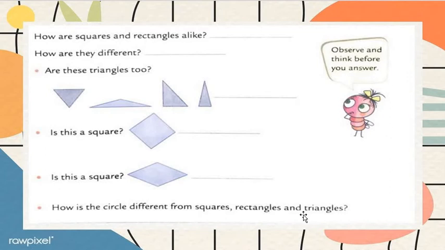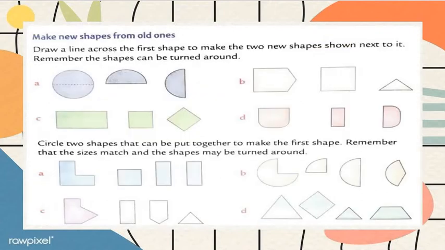A rectangle has 4 sides and 4 corners. A triangle has 3 corners and 3 sides. But what does a circle have? A circle has 0 sides and 0 corners. That's why it's different. Let's check further, my dear students.